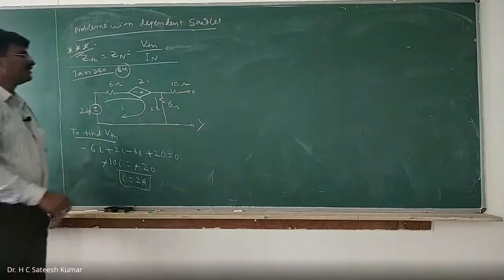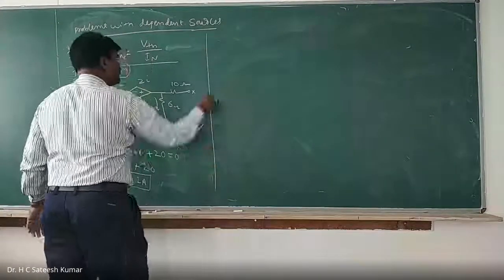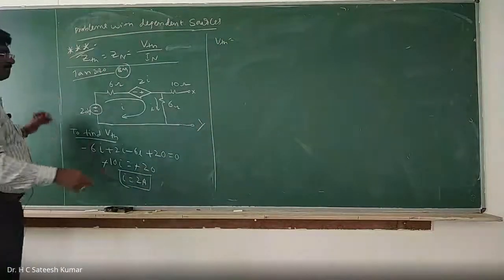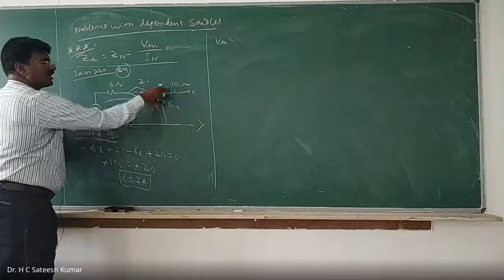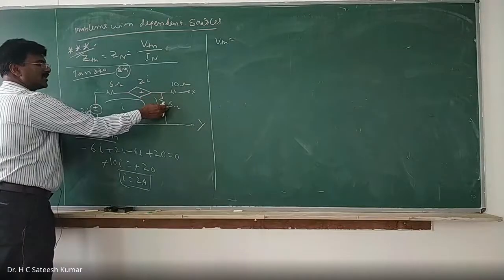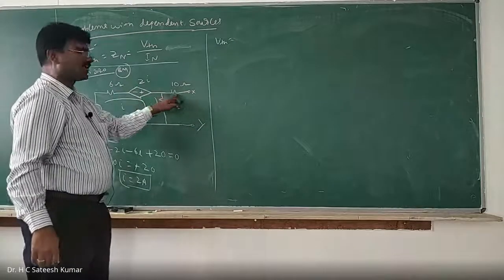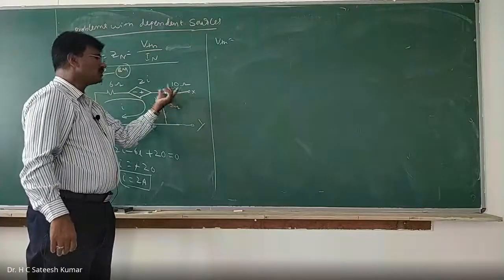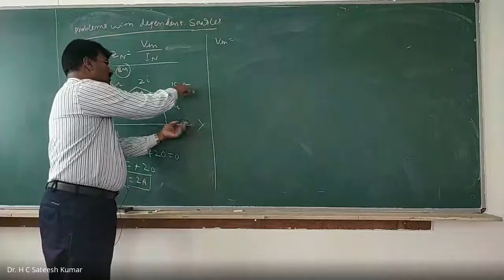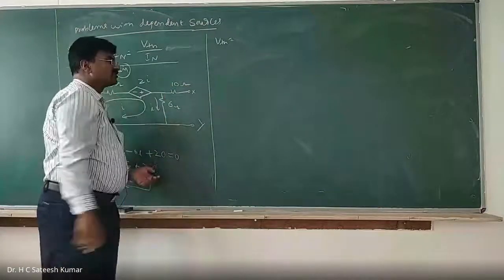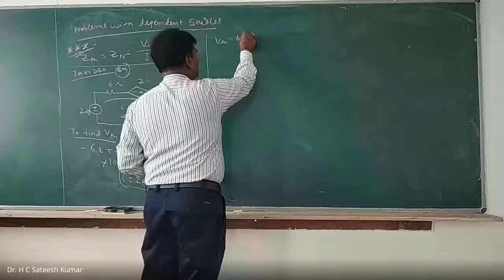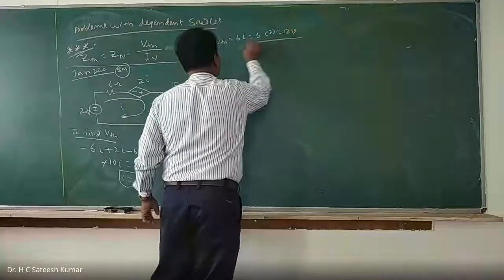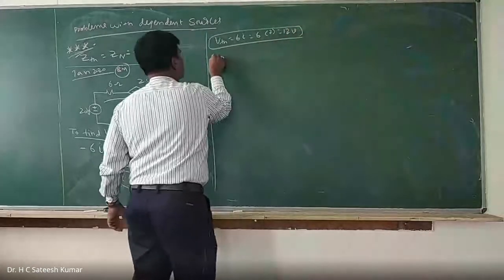Once you get this I, you go for VTH. Therefore, VTH is equal to what? You go from here to here, against, and what do we have? 6I. And what about the current flowing through this one? 0, because it is open circuited, no current will flow. No current means no drop across it. Therefore, the voltage across this is equal to this one. So VTH is equal to 6 into I, which is 6 into 2, which is 12 volts. That is your VTH. Next, second step is what?